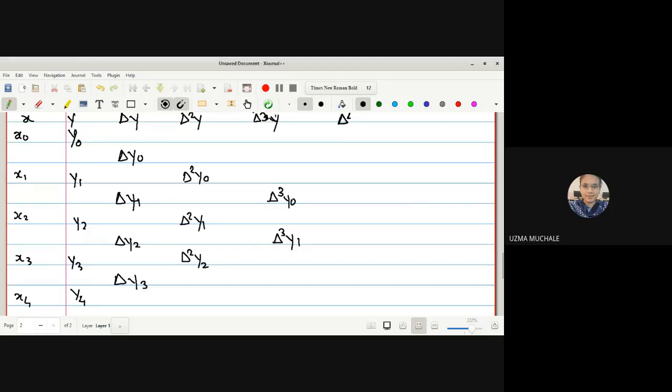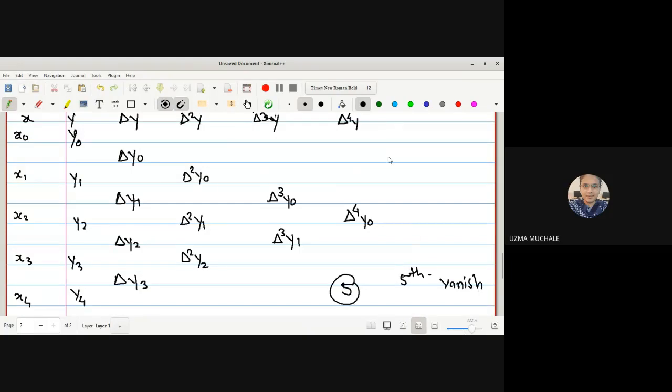Next is delta raised to 4 y, the difference between delta cube y1 and delta cube y naught. That is, the fourth order difference is a difference of third order differences. And here we can write it as delta raised to 4 y naught. We cannot find the next values. So we can say if you have a set of 5 values, 1, 2, 3, 4, 5, for 5 values, the fifth order differences will vanish.